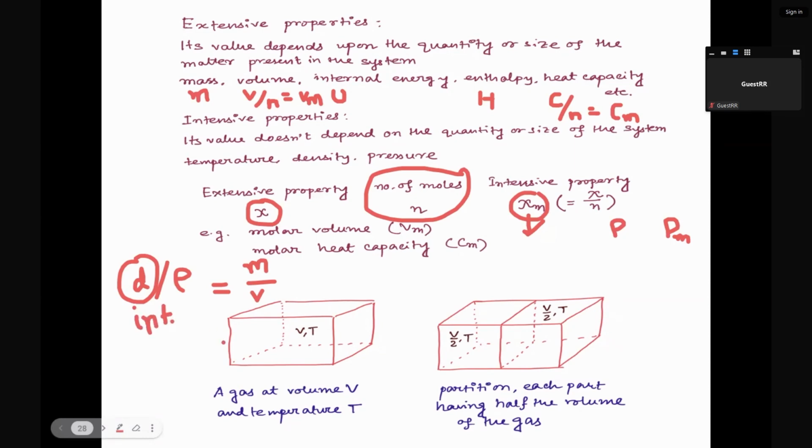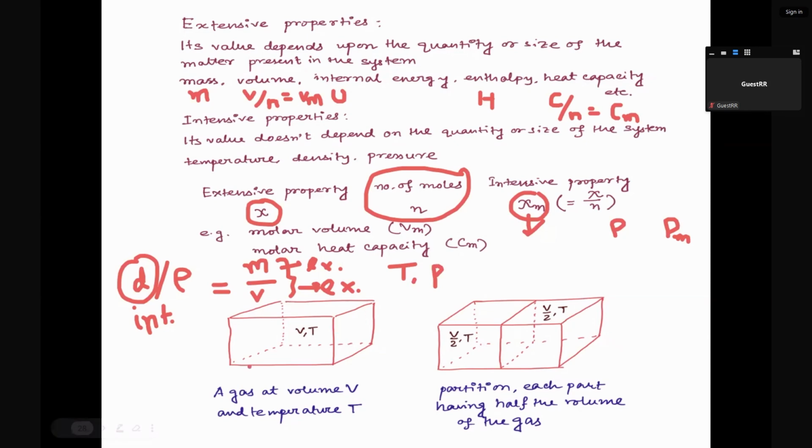Its value does not depend on the amount of the matter present in the system. In M by V, both M and V are extensive properties. So if we divide an extensive property by another extensive property, we end up getting an intensive property, which is density, or D. Now molar volume, molar heat capacity, temperature, density, pressure, here capital T, P, that is pressure of the system, all are intensive properties.